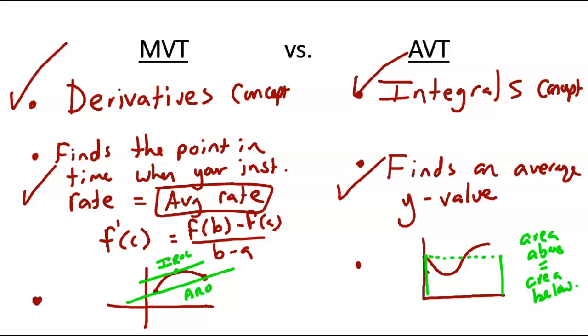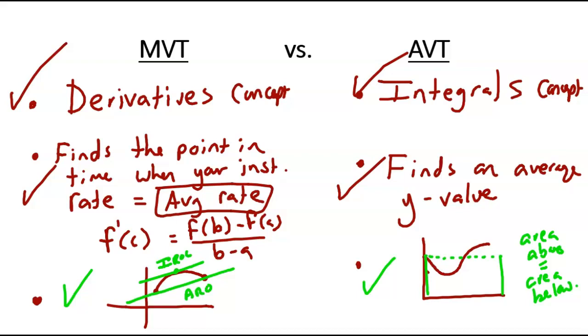So I want you very much to understand how these things are different from each other conceptually. Conceptually, this is about finding the place when the slopes match. The instantaneous slope matches the average slope. This is about finding where the average height of the function is located. So that's a major difference in concepts. They're almost like two completely different ideas.